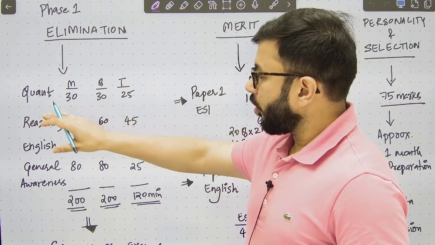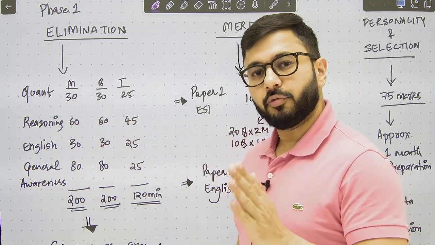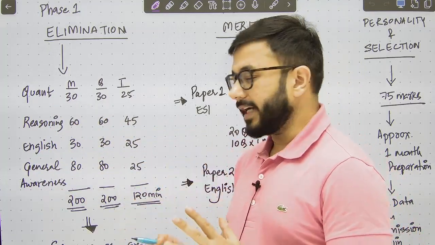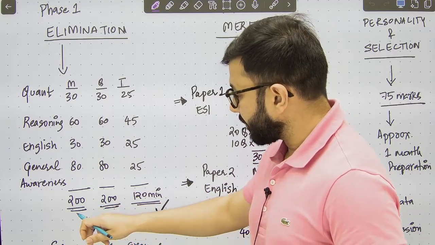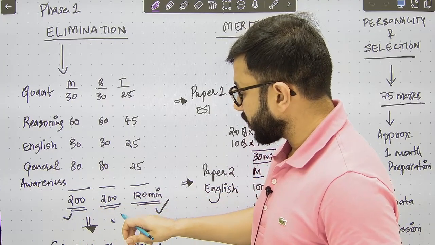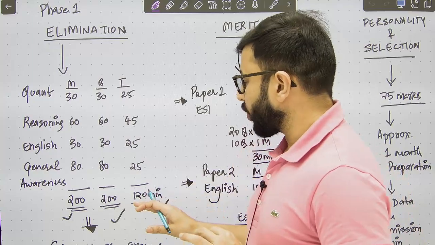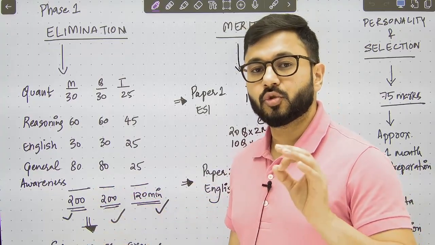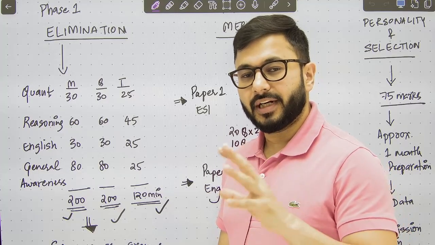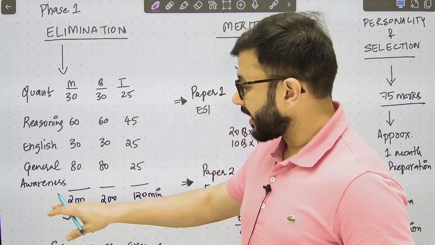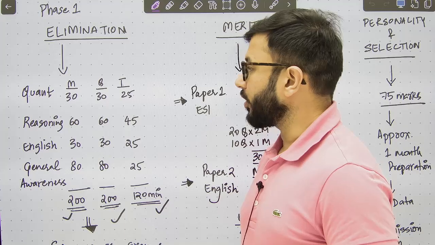For now, quant, reasoning, English, general awareness, these 4 subjects combine together and create one paper of 120 minutes. 120 minutes, one paper, 200 marks and 200 questions. So in short, you're not getting even 1 minute to solve each question. So time management, time optimization automatically becomes a big challenge here and also a big area of focus here.